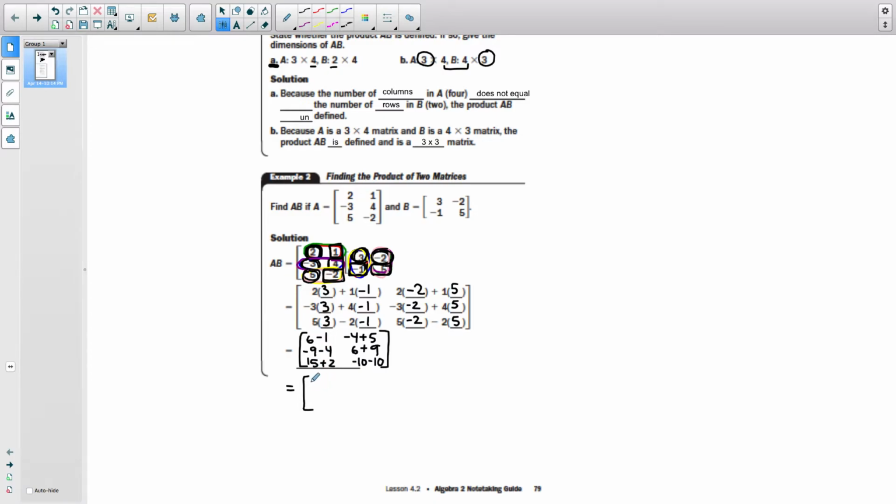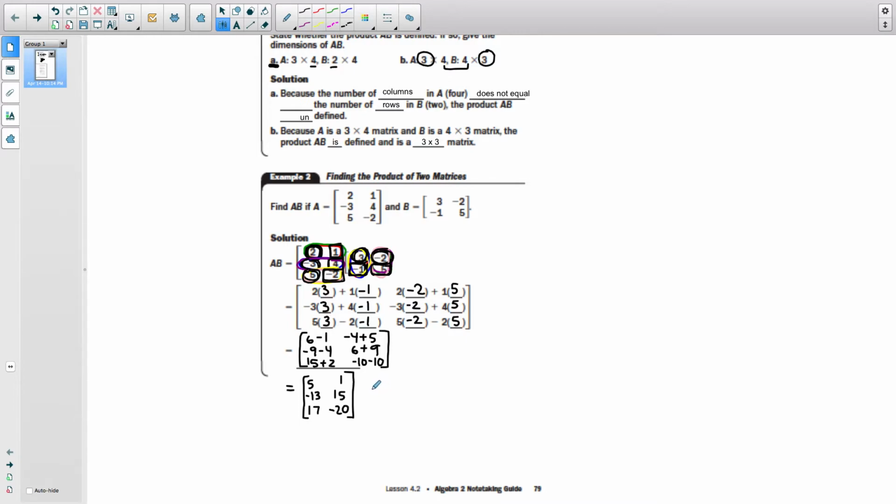So 6 and -1 gives me 5. -9, -4 would give me -13. Let me extend that out just a little bit. So 15 and 2 would give me 17. -4 and 5 is 1. 6 and 9 is 15. And then -10 and -10 is -20. All right, and then that would be my product of my matrix.